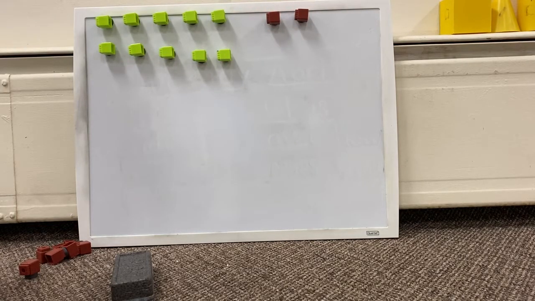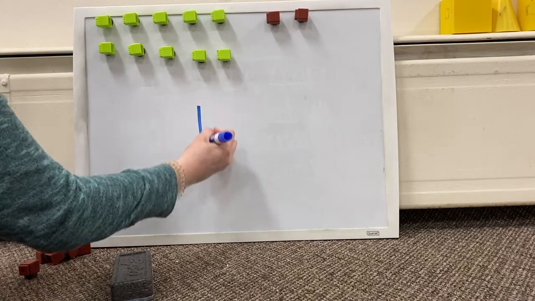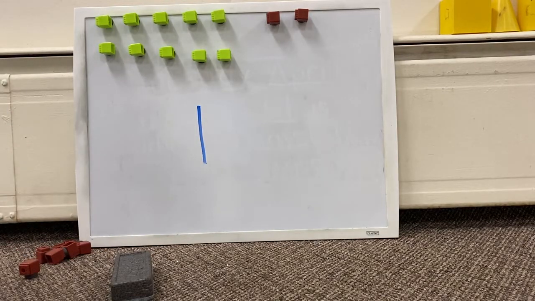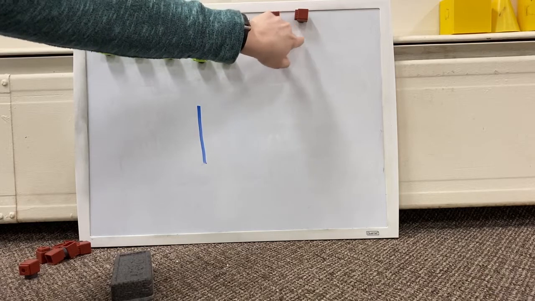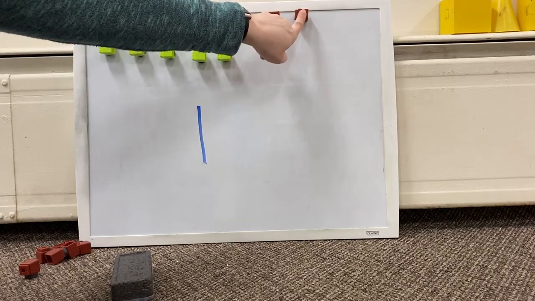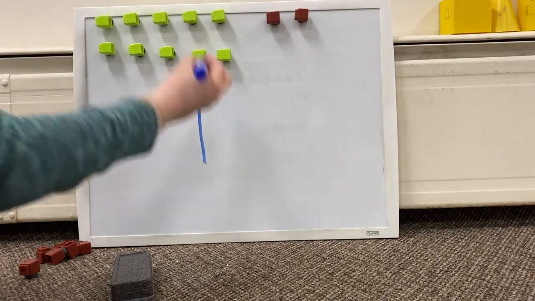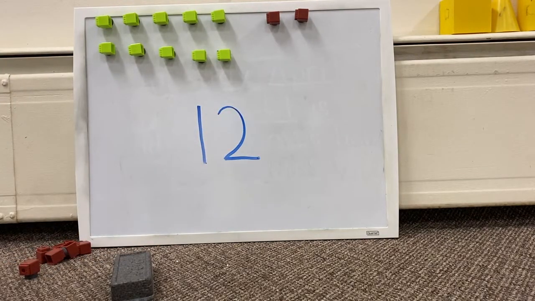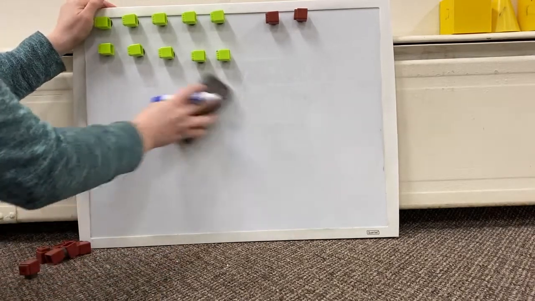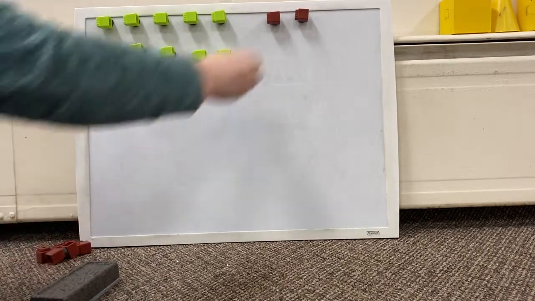I have 12. Ooh, 12's tricky though. I don't remember how to write 12. But I do remember that all teen numbers start with a 1. Okay? And I know that I can look at my extra ones to figure out what number goes in my ones place. How many extra ones do I have? 2. Good job. So I can put a 2 here. And there is the number 12. Awesome job, guys. All right, let's do a bigger one. Okay? I'm going to add some more.